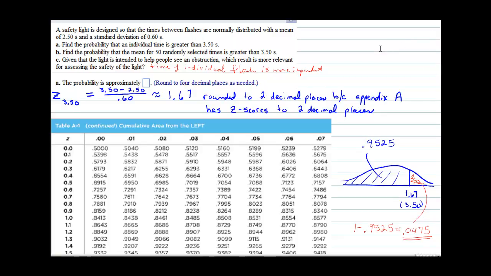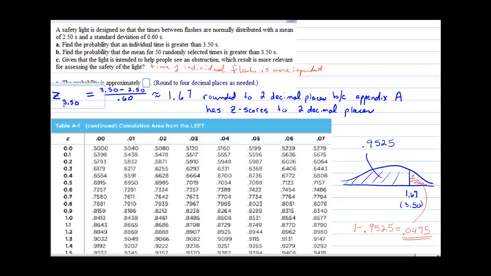In this problem, we're told a safety light is designed so that the times between flashes are normally distributed with a mean of 2.5 seconds and a standard deviation of 0.6 seconds. Part A says to find the probability that an individual time is greater than 3.5. So we need to know how many standard deviations 3.5 is away from the mean of 2.5.